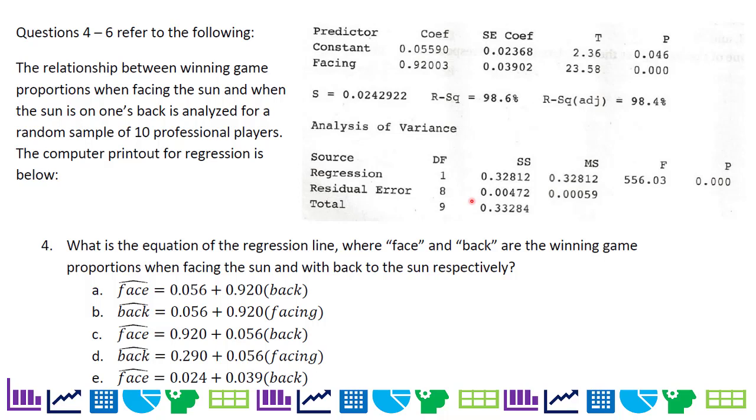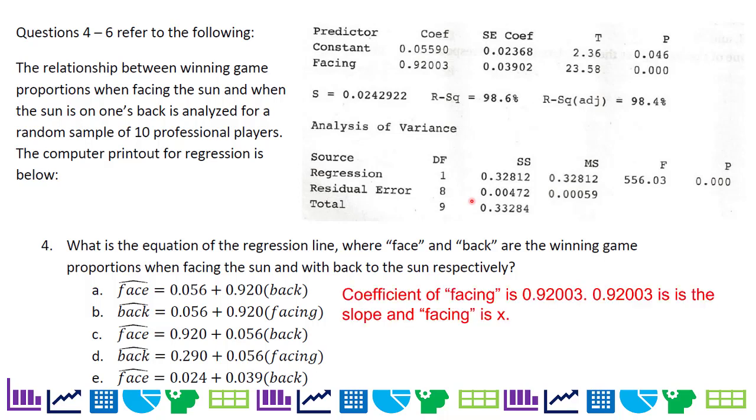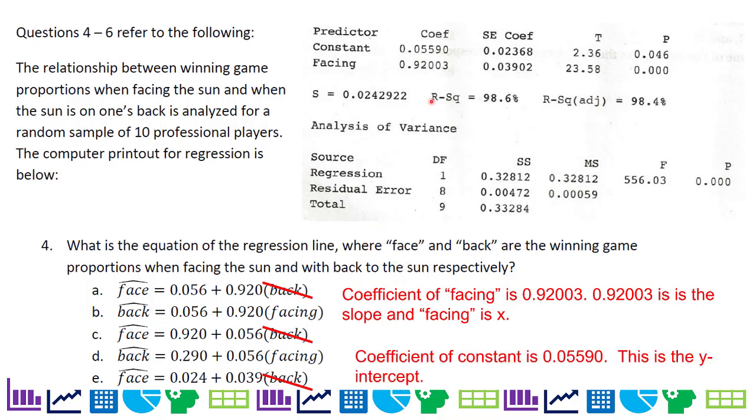I don't know. So first of all, the coefficient of facing is 0.9203. So that is our slope. You can see they kind of rounded it. They're just doing 0.920. Then we can go ahead and cross these off. Facing is the x. So whatever is right here, that's your x value. Okay, so that eliminates 3 of our choices. And we have, you can see automatically, I guess it's B. But just to continue on, the coefficient of the constant is 0.0559. This is your y-intercept, which is basically 0.056. And our answer is B.